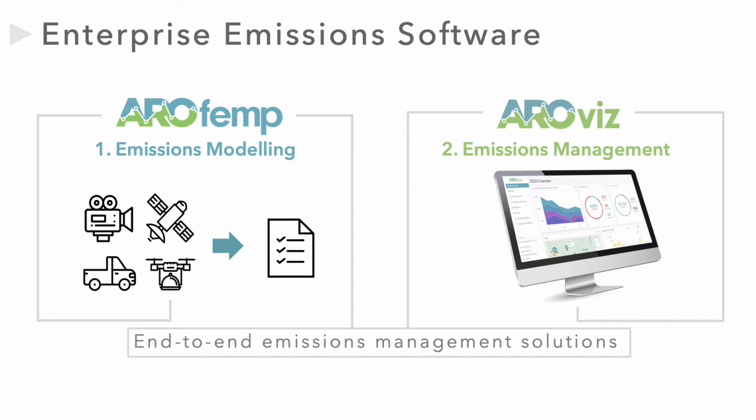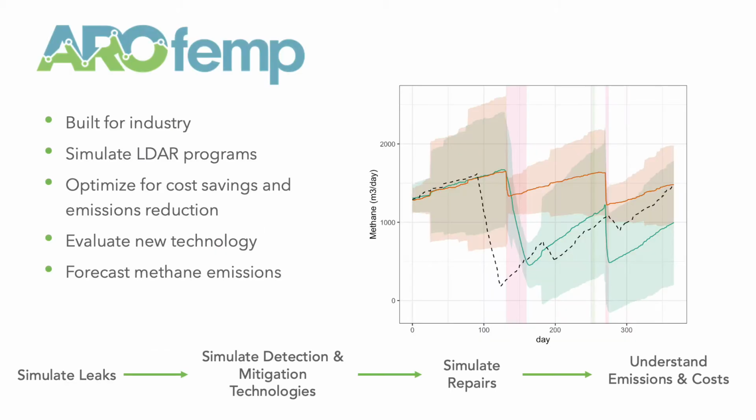Arolytics offers two products that together provide an end-to-end solution for oil and gas emissions management. To get started with planning the most effective methane monitoring programs and obtaining any required regulatory approvals, we offer AROfemp, our proprietary emissions simulation model. Once the fugitive program is planned, our data management software AROviz comes in. However, that is a topic for another presentation. Today, we'll be focusing on AROfemp.